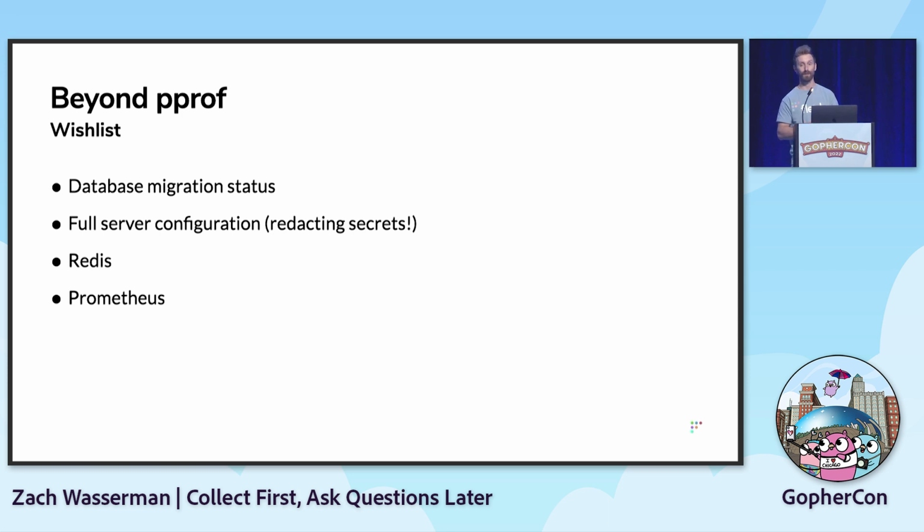Getting the full server configuration, because particularly if you build a server that can be configured through environment variables, through flags, through config files, there could be some mix of those, and users don't necessarily always know what they've done and what effective configuration they're running. It would be important with this kind of thing to be sure that we're redacting secrets, because you're going to have things like your database credentials in there almost certainly.